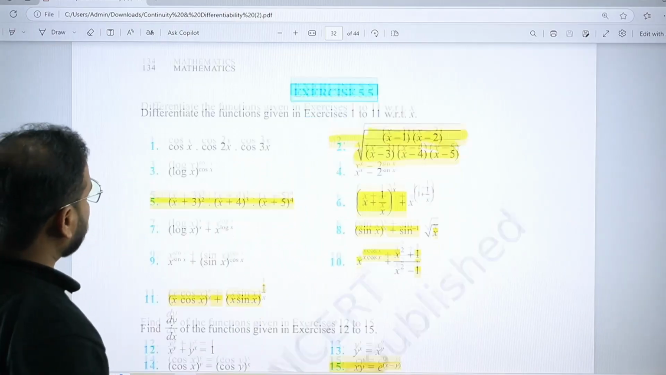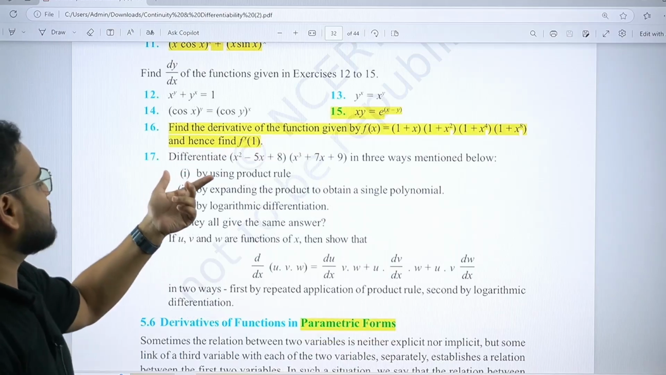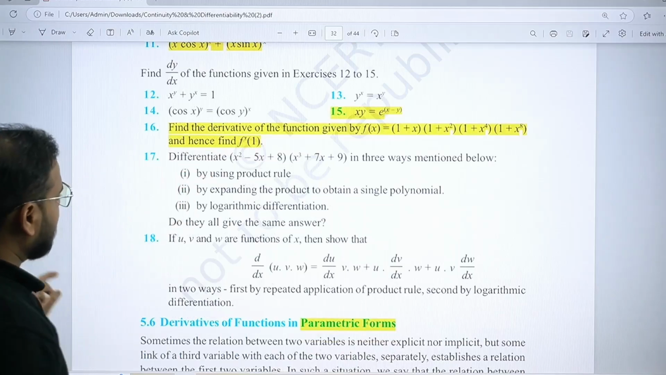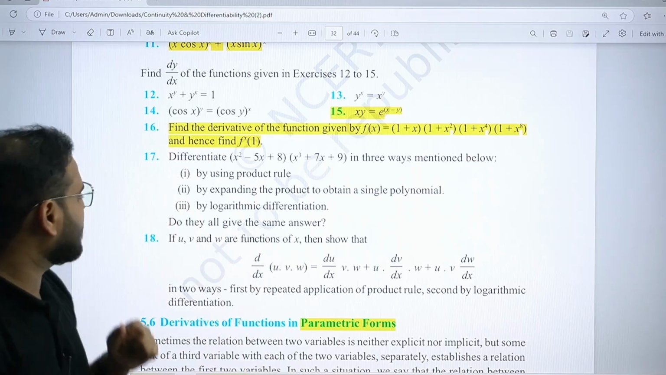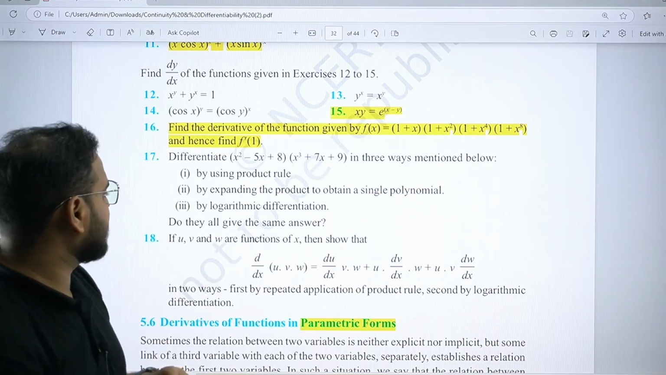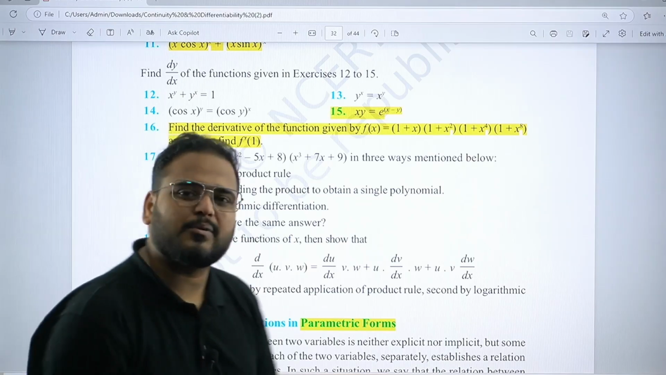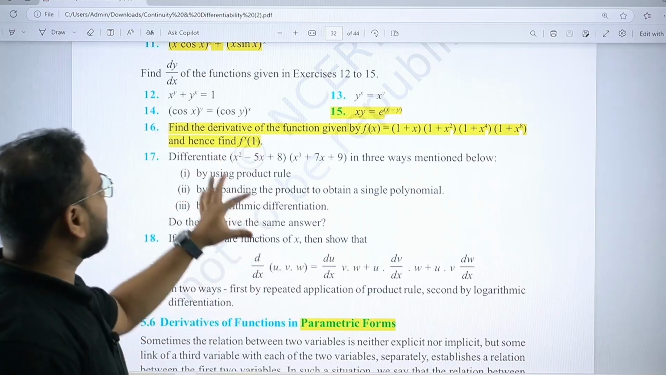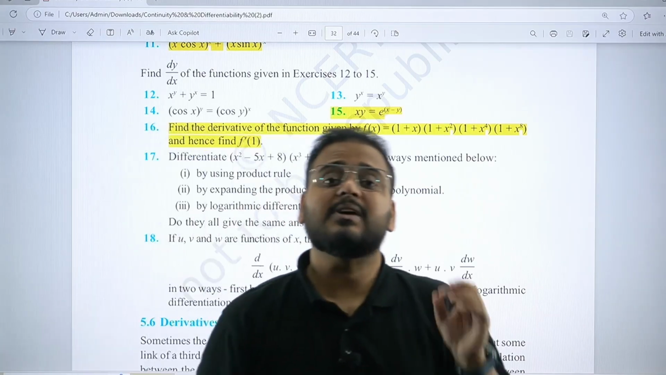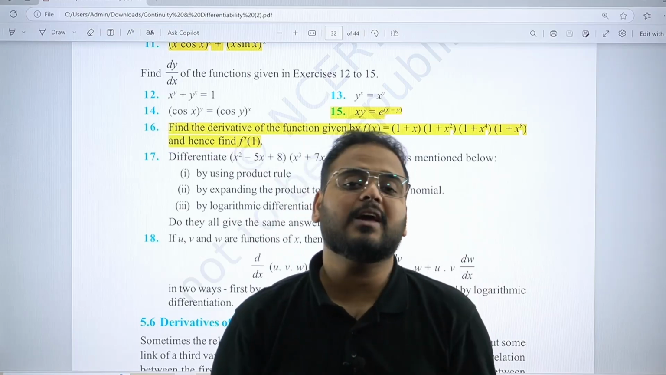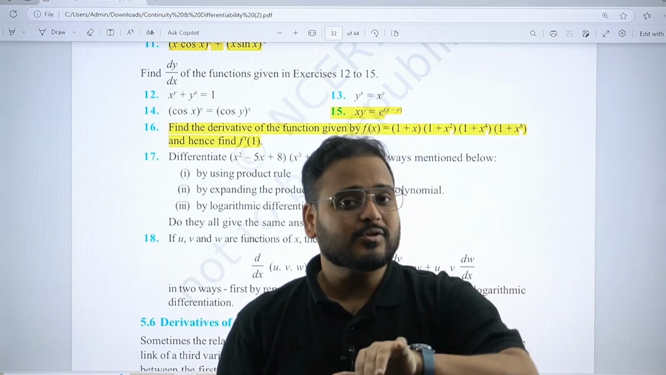Okay, exercise 5.5, sir. Again we have question number 15, 16, and this is more than enough. If you want, you can solve the 17th also. You can solve the 18th also. Simple questions. But whatever I marked is more than enough. Minimum you have to solve this. Whatever I've marked is minimum, not maximum. If you have time, you can solve more than that. Don't solve less than that.